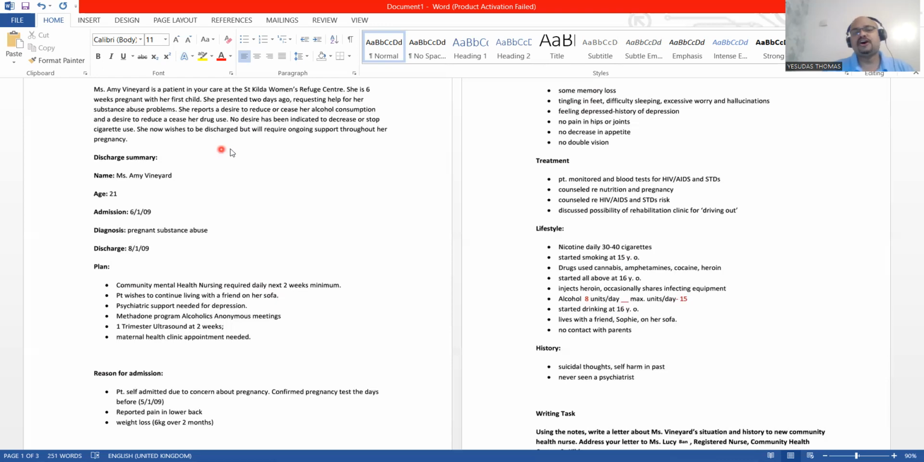Now she wishes to be discharged. So on the 6th of January she came, and on the 8th she's going to be discharged. But she needs our ongoing support for her pregnancy. This is her first pregnancy, and she's very prone to drug use. Substance abuse clients may go back to substance abuse, and this may harm the child. For this reason, she needs ongoing care and support from your facility.